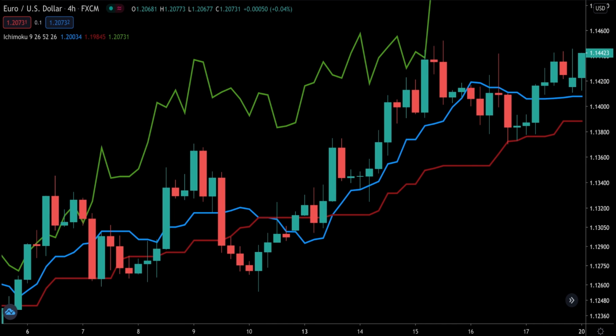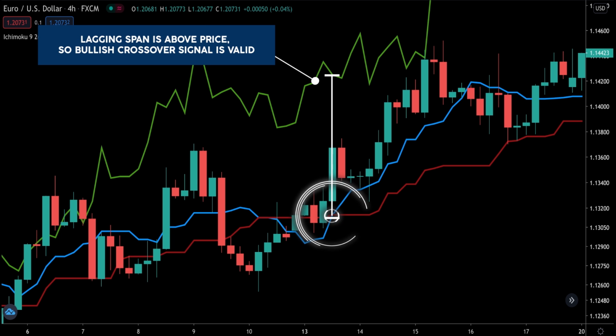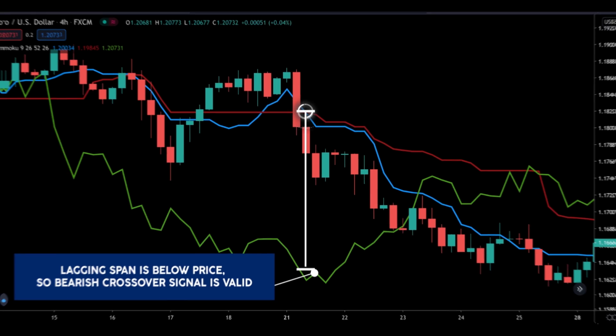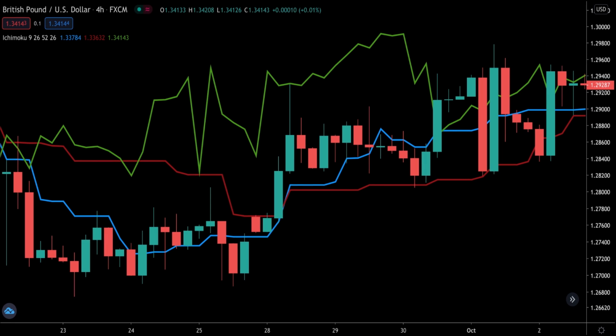But wait, remember we need to apply the lagging span to filter the signals. So if you see the lagging span is above price and there's a bullish crossover, you can then proceed to buy. Similarly, for a bearish case, you want to see the lagging span below price and a bearish crossover. Let me show you some examples of this first strategy.